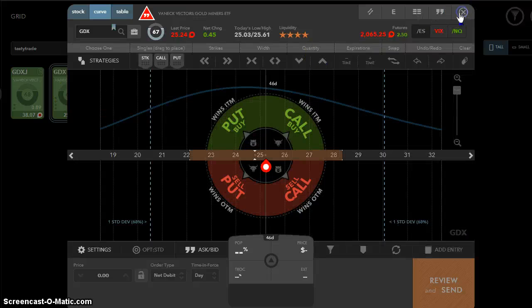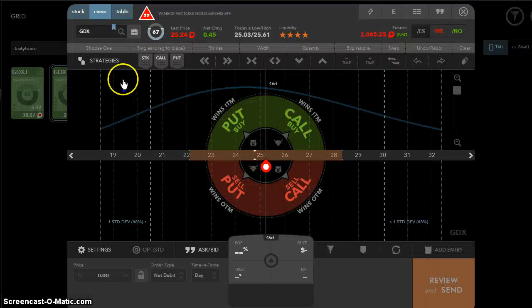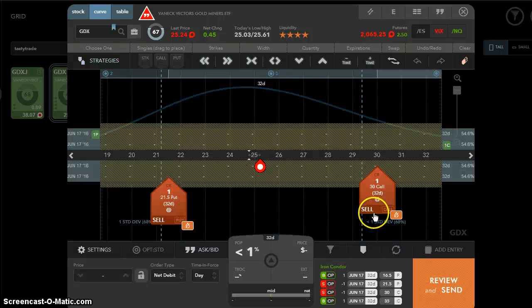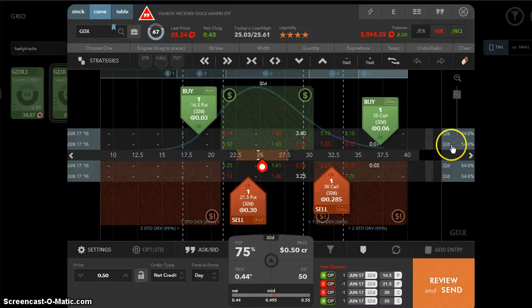Oh, and if you look here, see these stars right here? That's their rating for how liquid it is. Okay, so this is better. Let's do the same thing. This is all set. Hit go. I will zoom out a little bit. There we go. See, we can sell now.